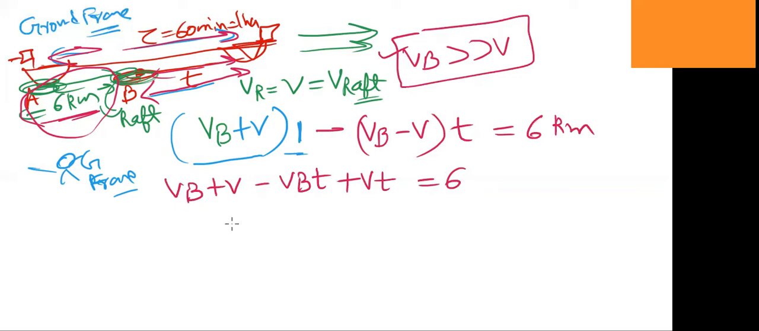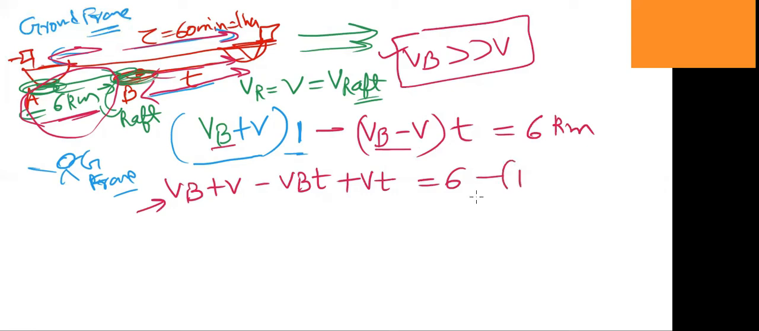Okay, so this is what we got here. From here we can see one observation: (vb + v) and (vb − v) is basically 6 kilometers. Is there any cancellation here? No, we're not able to see any cancellation. This is our first equation.